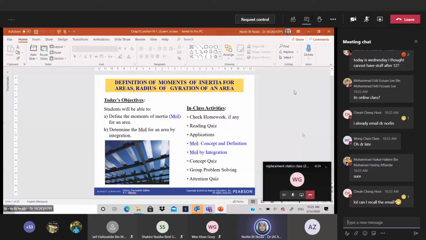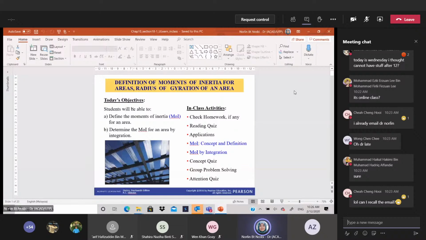Okay, now we are in week 12, the final week for this semester. So this is the last topic, which is the definition of moment of inertia for area. Today's objective is that you should know how to find the moment of inertia, and how to integrate using the formula. The moment of inertia is for area.